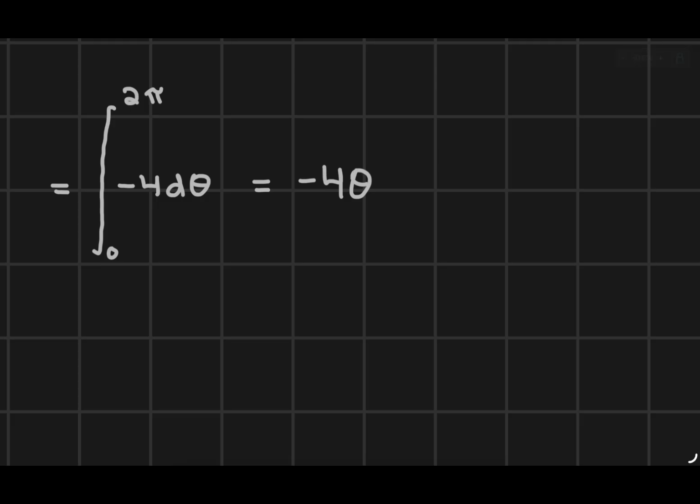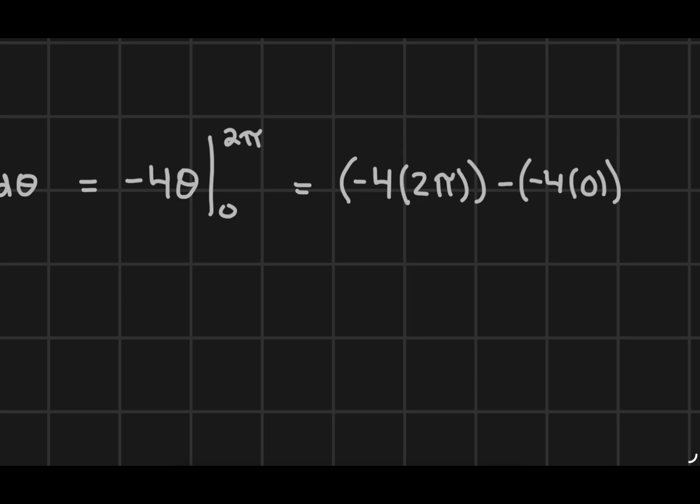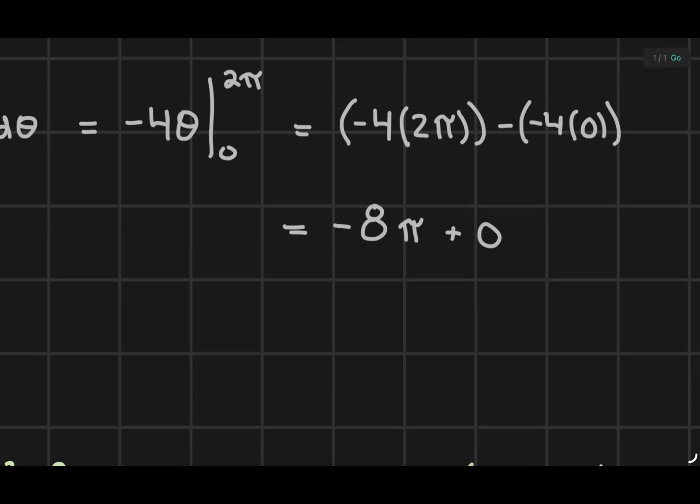So we're going to have negative 4 theta from 0 to 2 pi. Plug in our 2 pi. We'll show our 0 this time. We're going to have negative 4 times 2 pi minus negative 4 times 0. That is going to equal negative 8 pi minus 0 plus 0, I guess. Those negatives cancel, and it doesn't really matter. Negative 8 pi is going to be our final answer here.